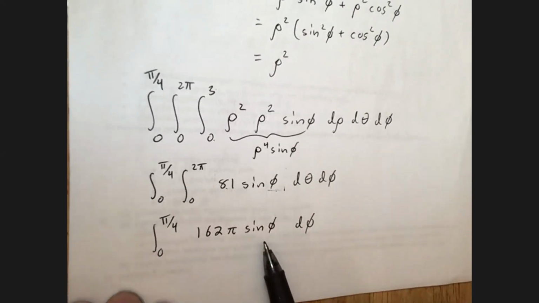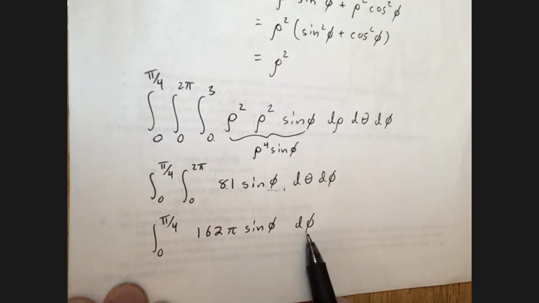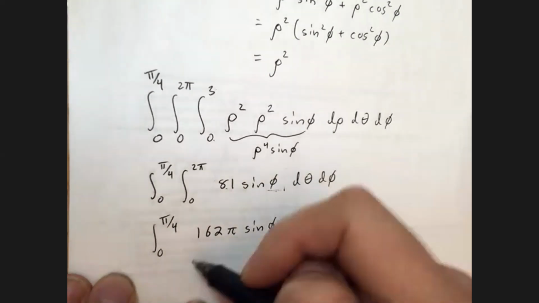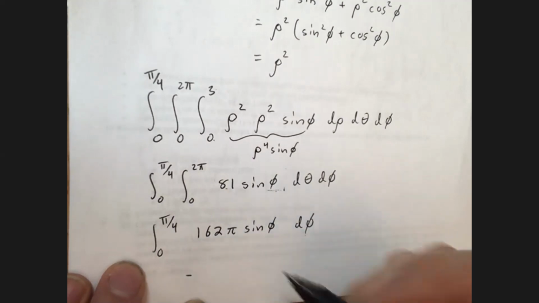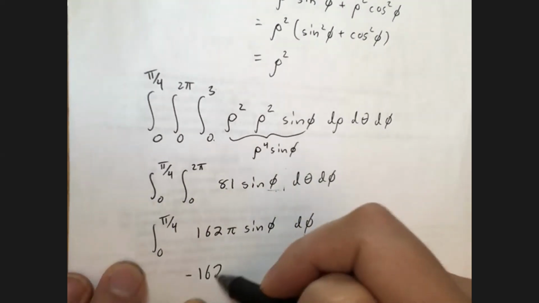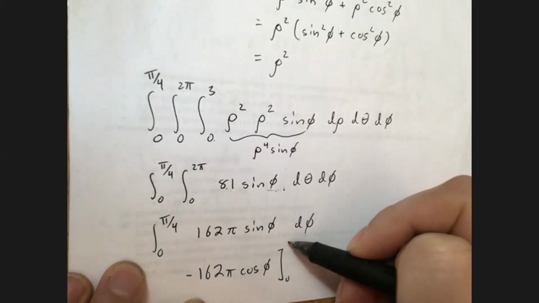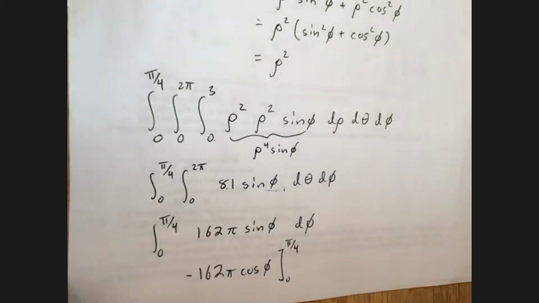Now, what about this integral here? Well, the antiderivative of sine is negative cosine. So we have negative 162 pi cosine phi evaluated from 0 to pi over 4.